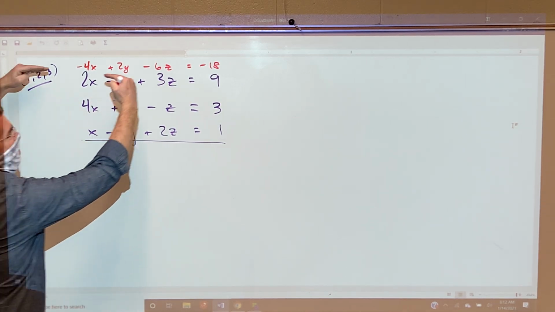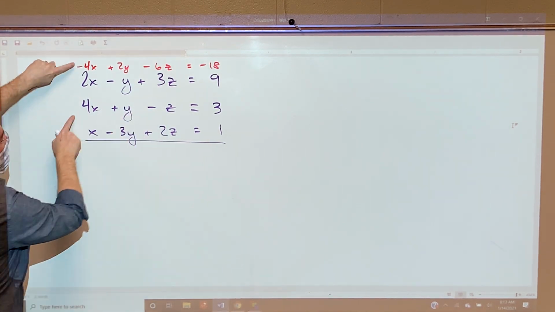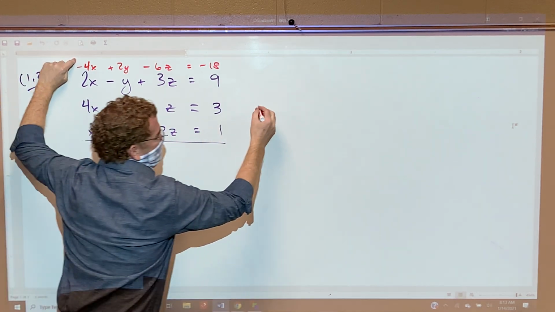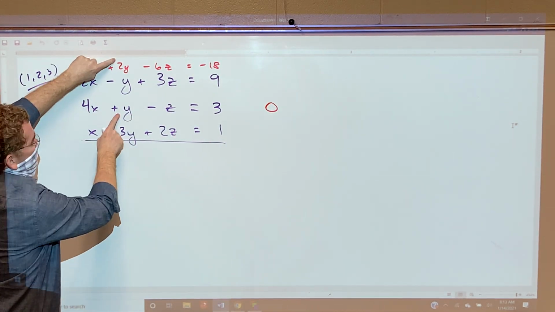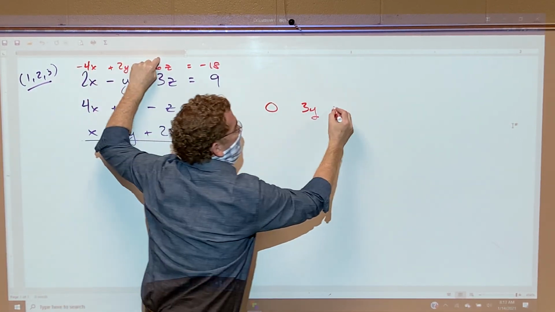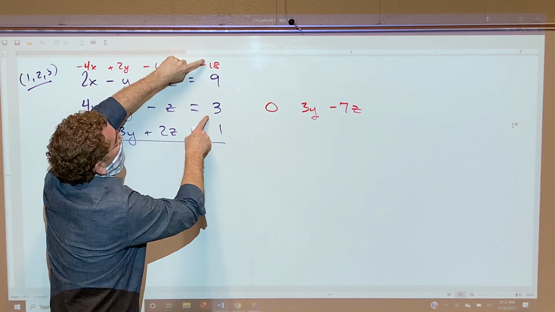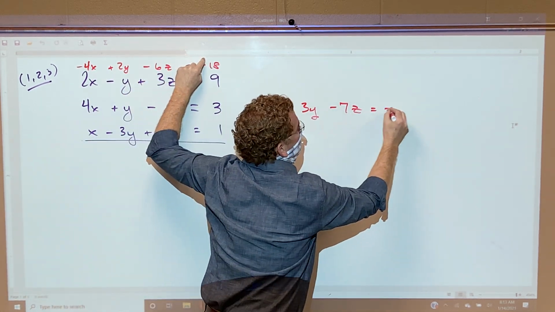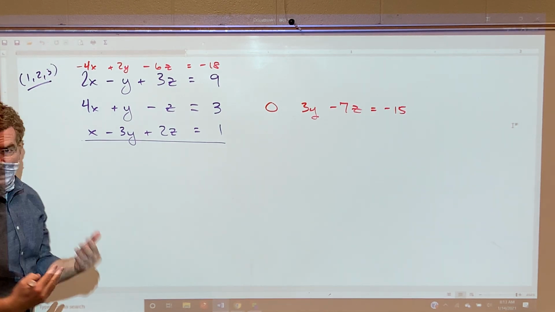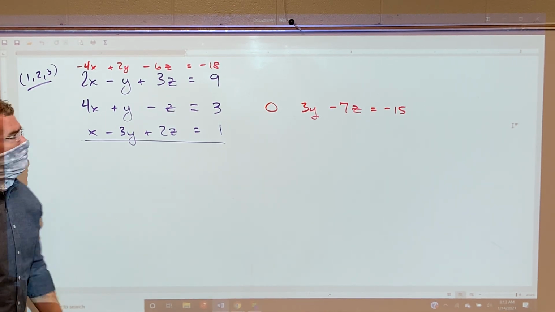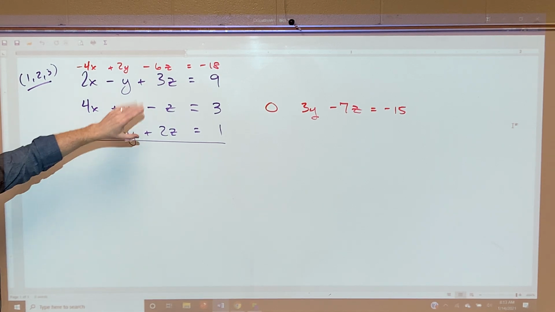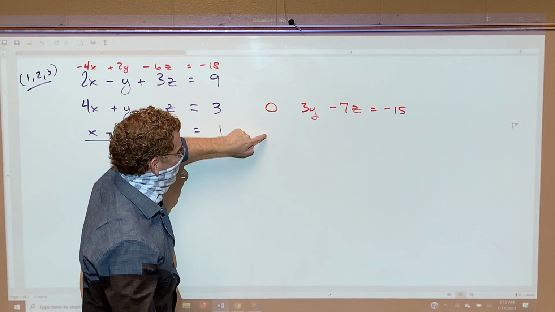So now I'm going to add this row to this row, the red one to this one, and what do I get? 0, and there's the 0 I wanted. 3y, -7z, and -15. Okay? So I have basically used the elimination method to add these together. Well, now I want to make this a 0. I want a 0 there, a 0 there, and a 0 there in my new system. So I'm going to want one here, here, and here.